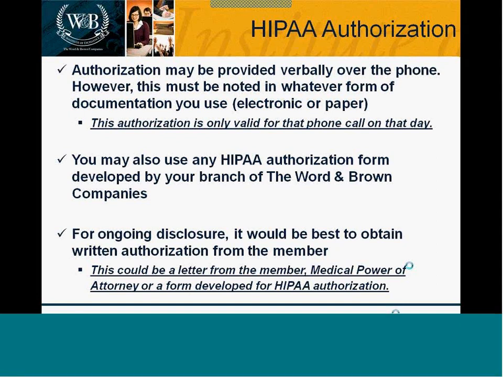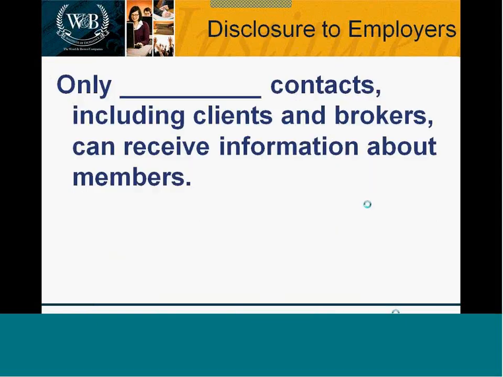So when it comes to information that you're dealing with, you want to ensure that you have some type of authorization on file to deal with someone other than the primary insured or the account member or holder, or whatever you might use as a term. So, disclose information to employers or brokers or anybody other than the member, you can only disclose to authorized contacts. That's the bottom line.